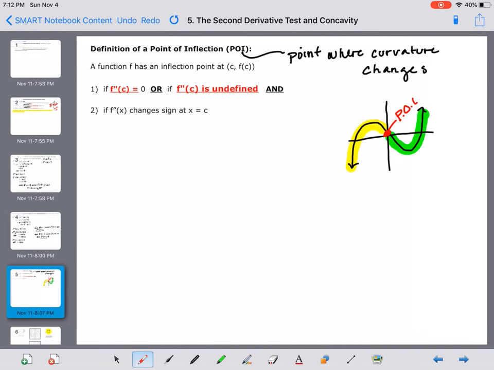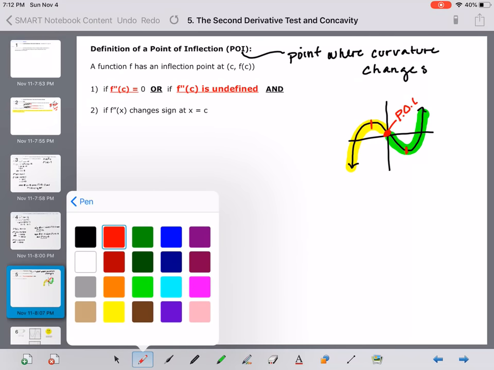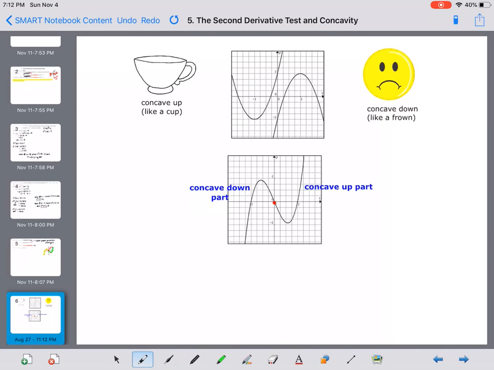So not only can we use our derivative to figure out maxes and mins, increasing, decreasing, but we can also figure out the curvature and the point at which that changes, that point of inflection. Okay, and that's what we really use the second derivative for. So let's look at some graphs and talk about the actual curvature. Okay, when we talk about curvature, it's called concavity of a graph.